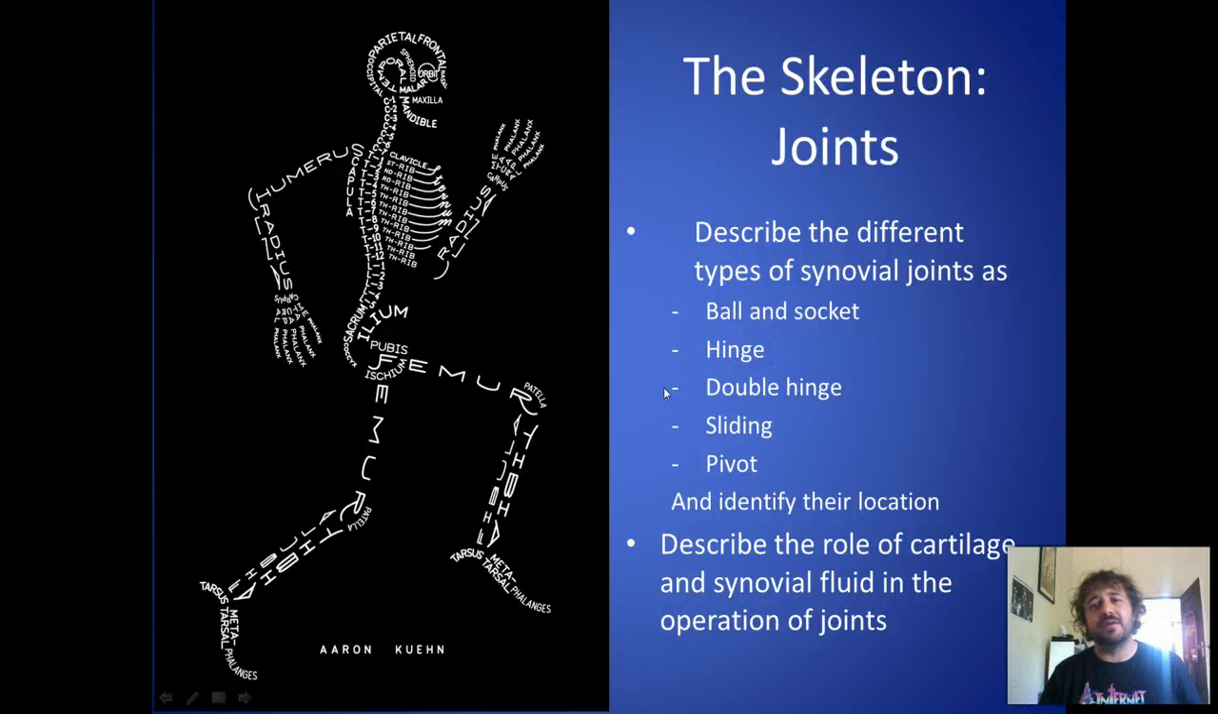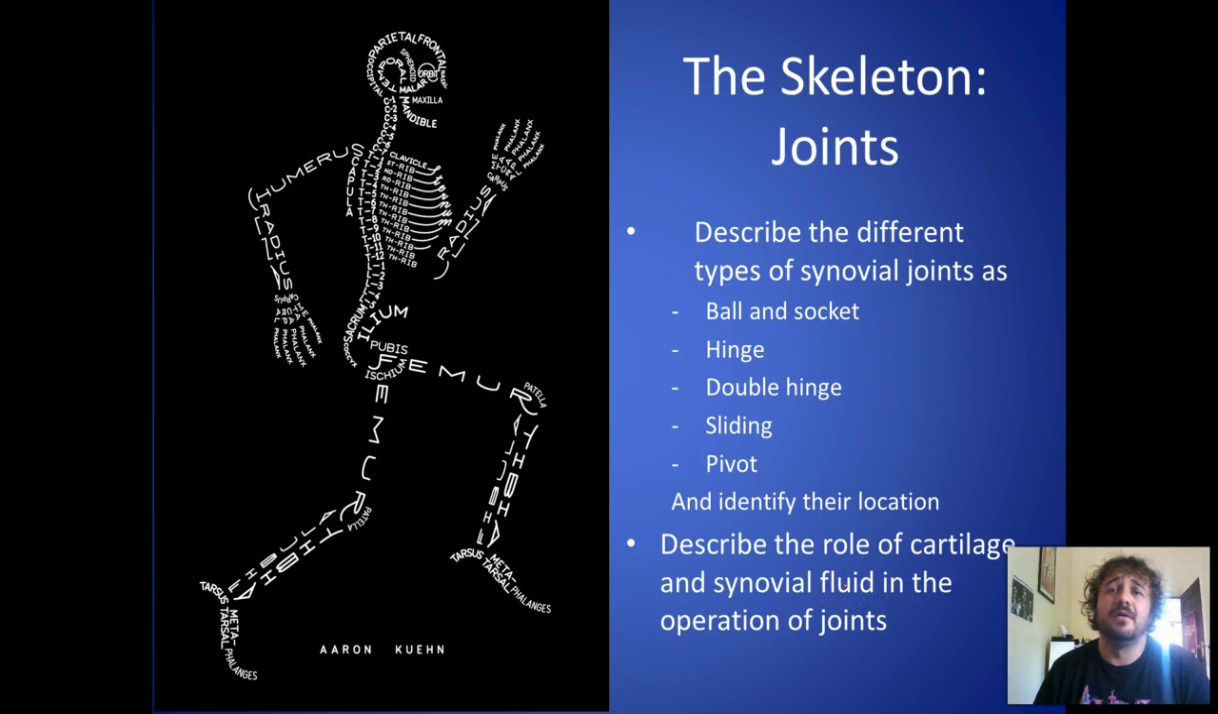Alright, so today we're going to talk about the joints within the skeletal system. Over here you can see a bunch of different joints that we're going to focus on. We're going to go through these one by one. Some of these actually have two names.